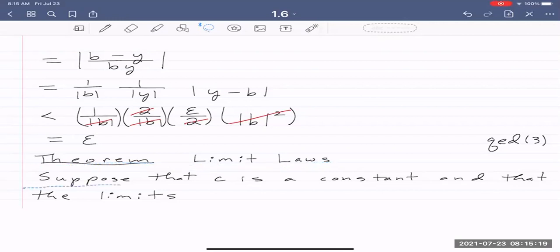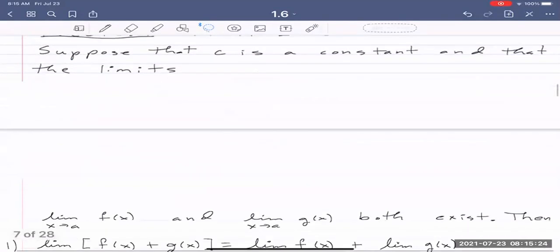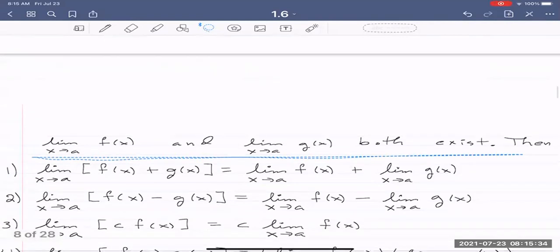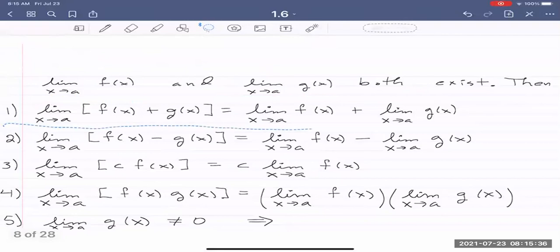So suppose that c is a constant and the limits as x approaches a of f of x and the limit as x approaches a of g of x both exist. Then, since I really don't need epsilons and deltas, I can just state it this way, rather than having to use the notation where I specified what the individual limits were.